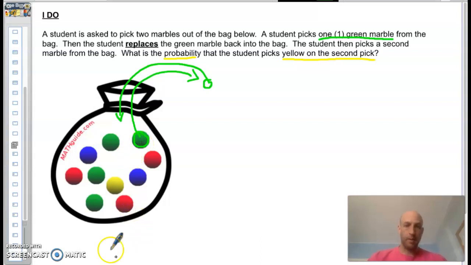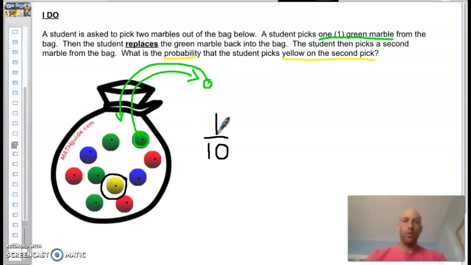So let's count those marbles. We've got 1, 2, 3, 4, 5, 6, 7, 8, 9, 10. Okay, there are 10 marbles in this bag. All right, what is the probability that we will pick a yellow? Well, how many yellows do we have? There is only 1 yellow marble. So the probability of picking a yellow on the second pick when we replace the green marble that we picked first is 1 out of 10.